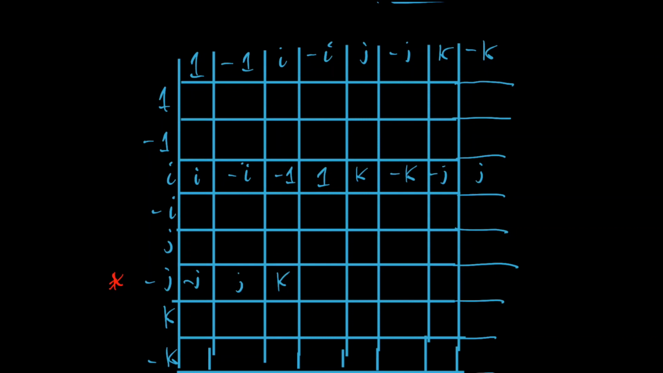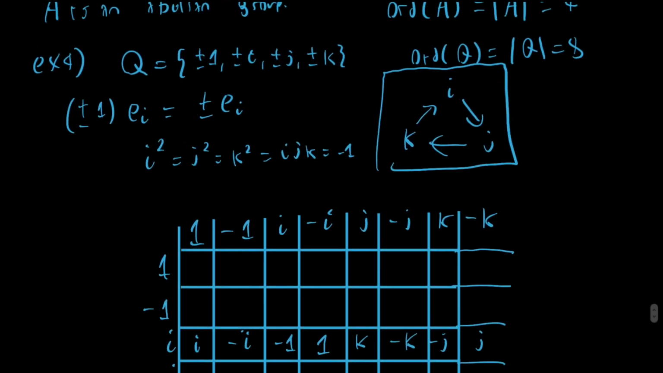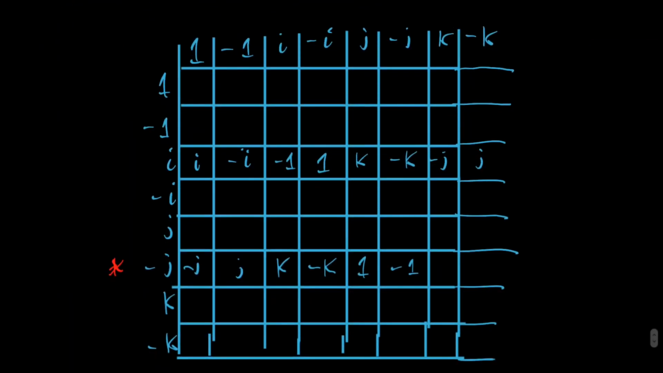Then minus j times minus i will just be equal to j times i, but we saw that j times i is minus k, so this is minus k. Then minus j times j is just equal to j squared times minus 1, which is 1. Minus j times minus j is minus 1. Minus j times k, from this graph we see we're going in the direction of the arrows, so we pick a plus. j times k is i, so it's minus i in this case, and then minus j times minus k is i.